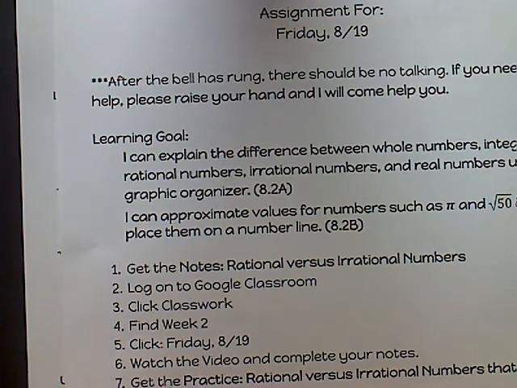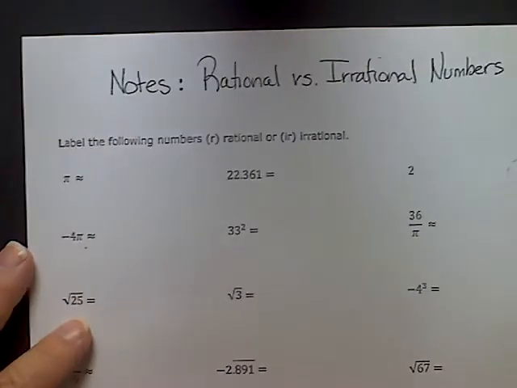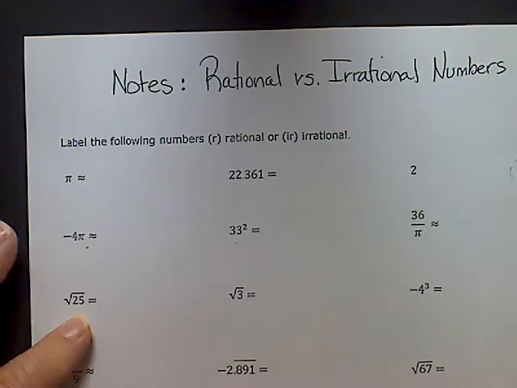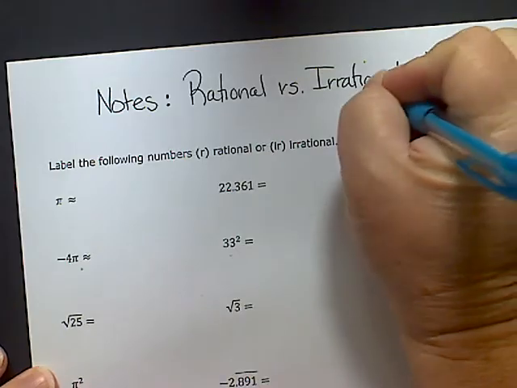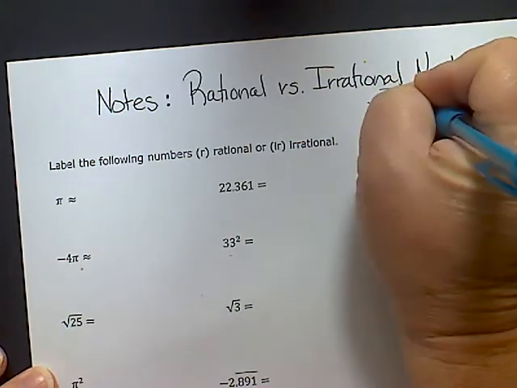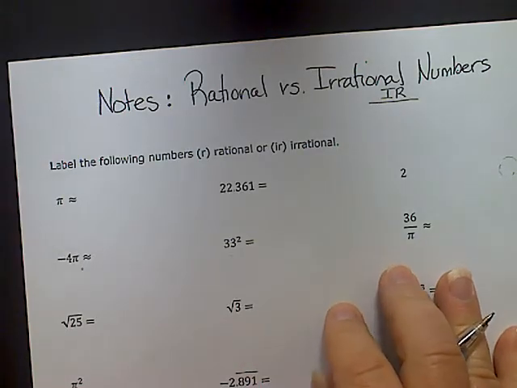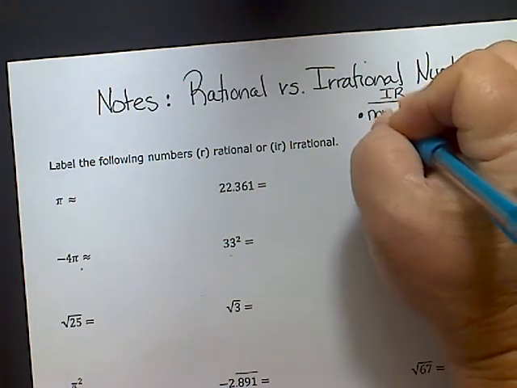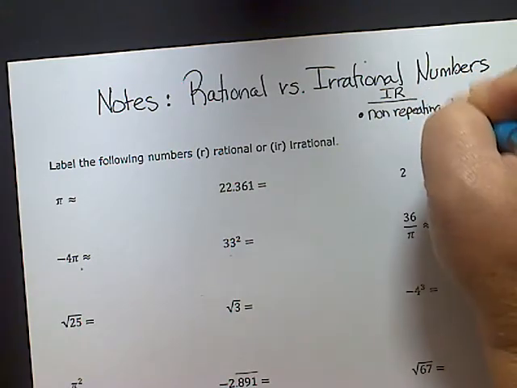Okay? So we've got some notes. Let's get that done. Rational versus irrational numbers. Label the following numbers as R, rational, or IR, irrational. I'm going to write us a little cheat, and I would like you to write yourself a little bullet point here. Let's just talk about irrational, because if it's not irrational, it'll be rational. So some hints. It has to be a non-repeating decimal.